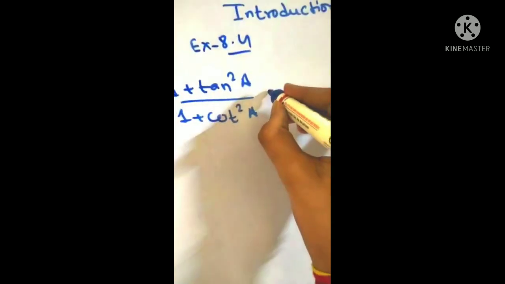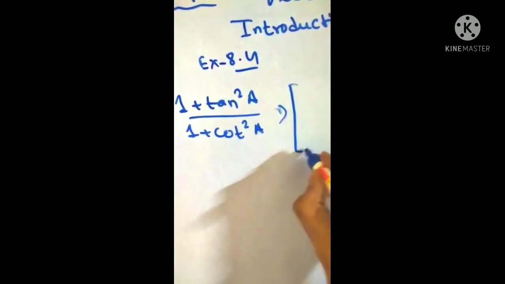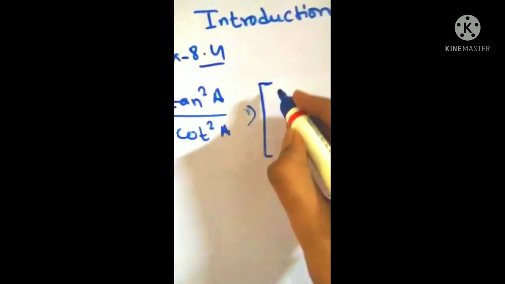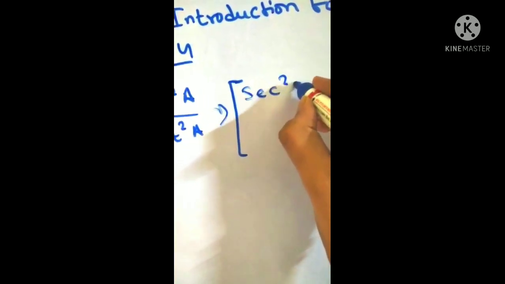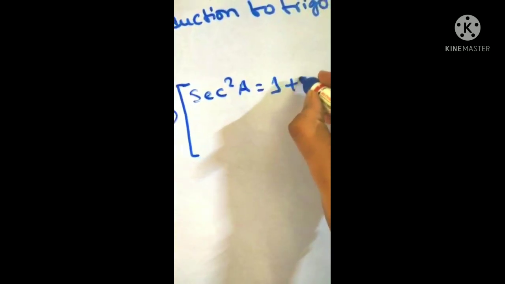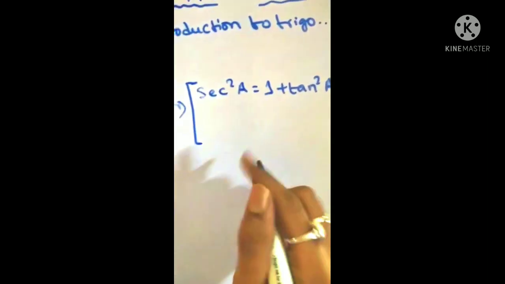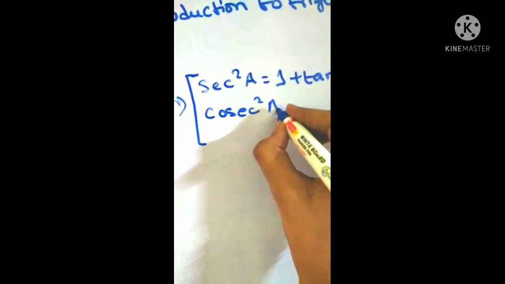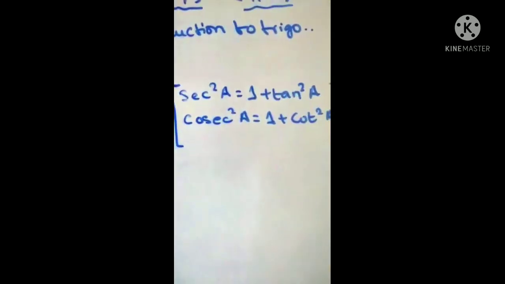Before doing it, let's see some important results. You see 1 plus tan square a, we know that sec square a is equal to 1 plus tan square a. This one is the second trigonometric identity, and cosec square a is equal to 1 plus cot square a. These two identities we already know.